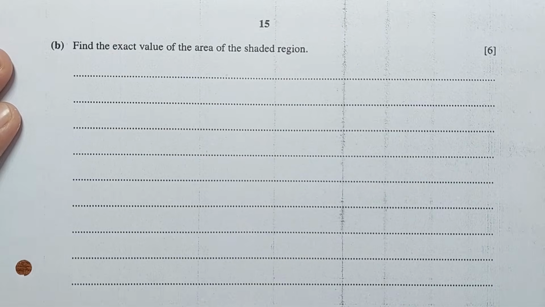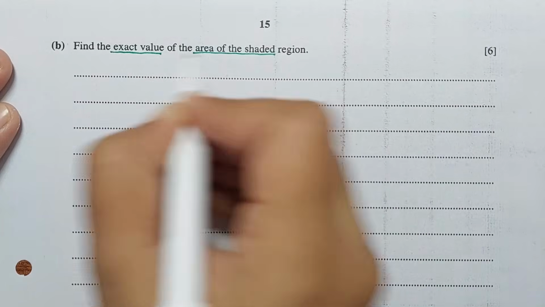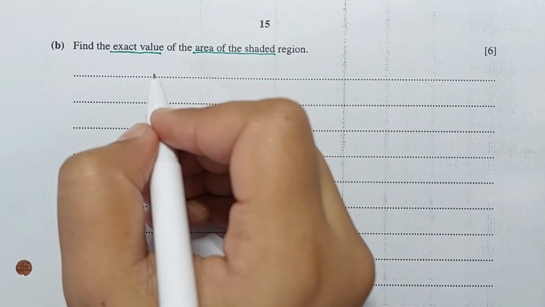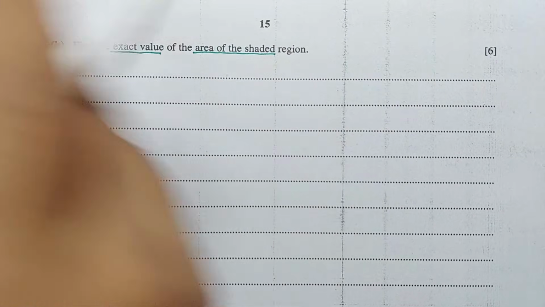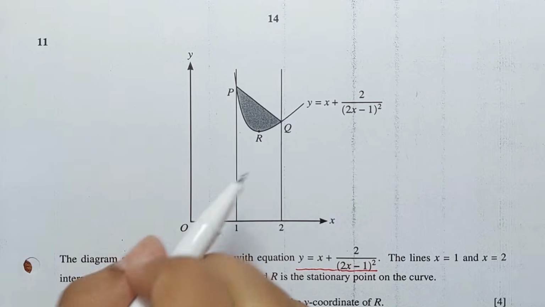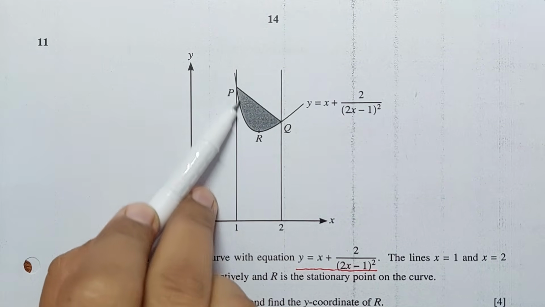Now for part B, find the exact value of the area of the shaded region. Exact value means it should be in fraction, so not in terms of decimal, right? The area of the shaded region. Now look at the shaded region. This is the shaded region. This shaded region is between the line PQ and the curve.